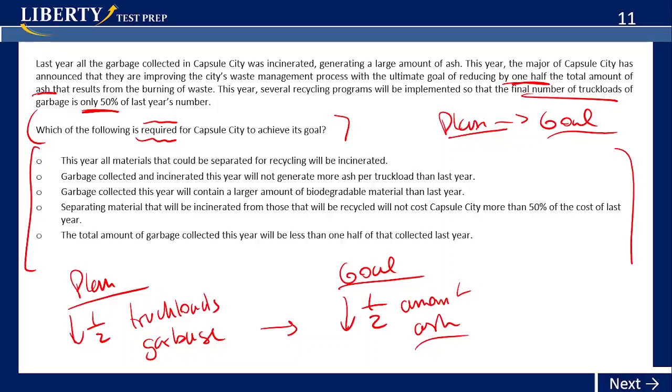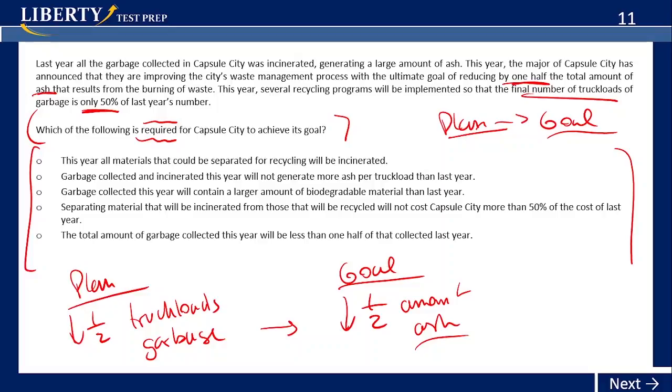Now, we would need something that would tell us that by reducing to 1/2 the number of truckloads, we would be able to reduce by 1/2 the amount of ash. Because that's not necessarily correlated. Most likely it is, but not necessarily. So when you think about assumptions, you should always think about the contingencies, things that would make this not work, weakening facts.